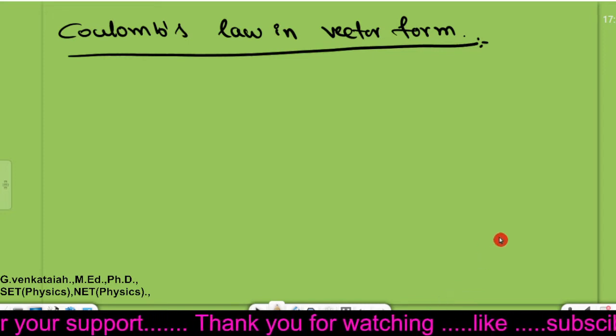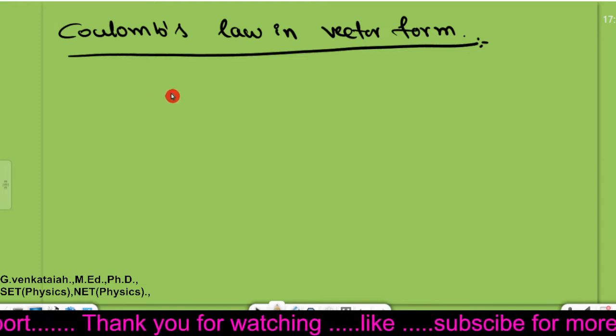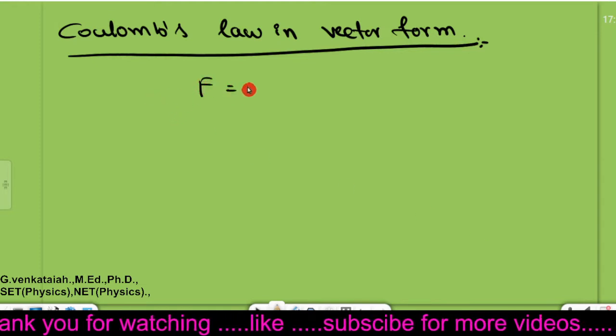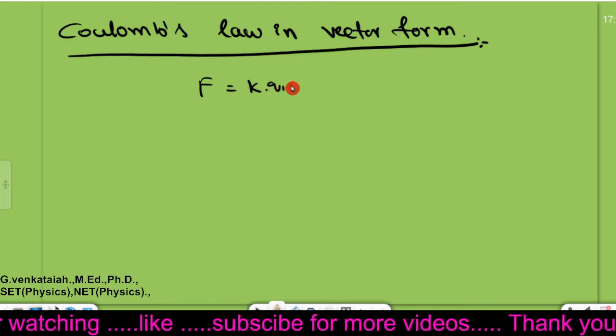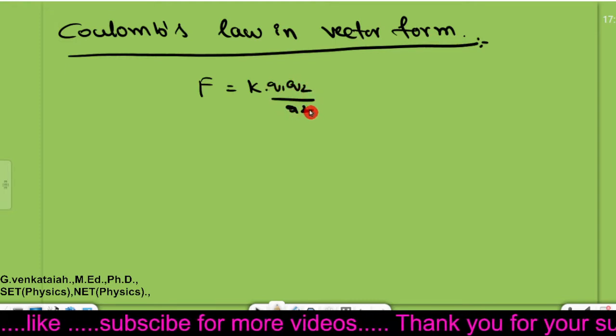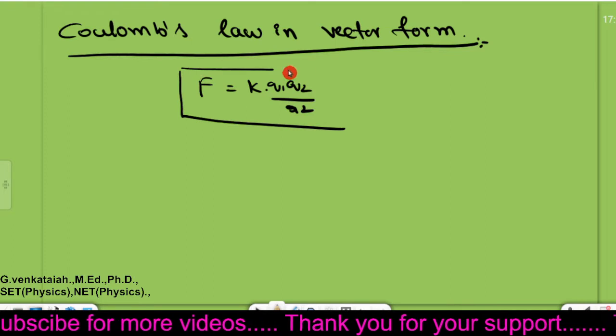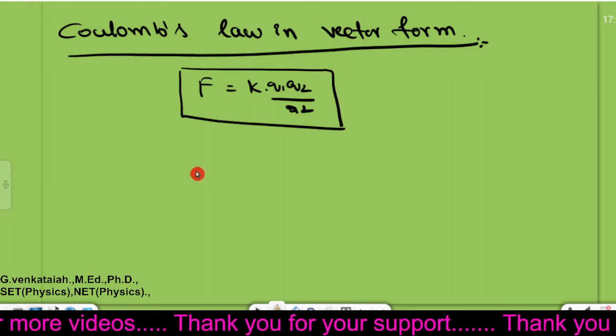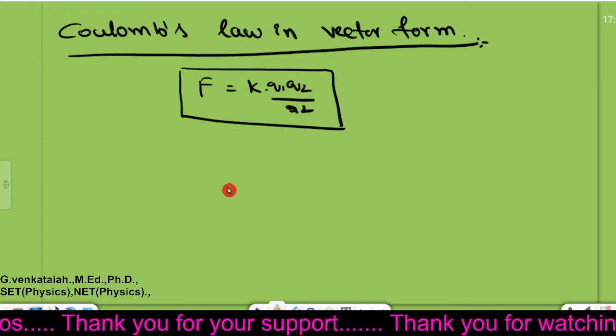In the last class we discussed Coulomb's law in scalar form: F is equal to K into Q1 Q2 divided by R square. This is the scalar form of Coulomb's law. Now our goal is to learn what the vector form of Coulomb's law is.